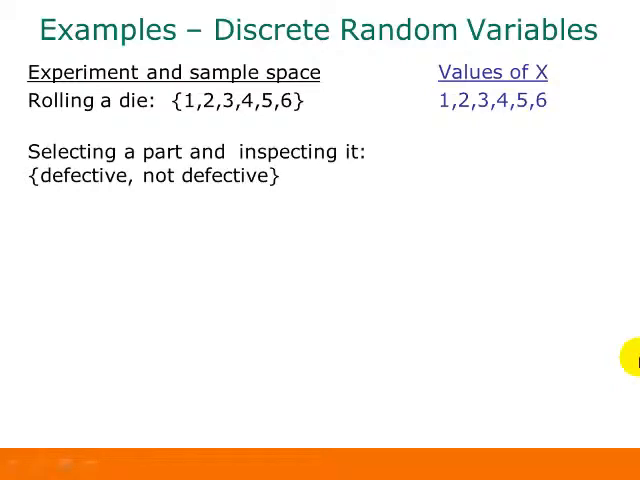Another experiment would be selecting a part and inspecting it. Now the possible outcomes for this experiment would be either that the part's defective or that it's not defective. Now when we're defining a discrete random variable, we have to give it numerical values. So we would have to define some numerical values to represent defective and not defective. One way this is done a lot of times is using 1 for one of the values and 0 for the other value. So one way we could define a discrete random variable for this probability experiment would be to define defective as the value 1 and not defective as the value 0.